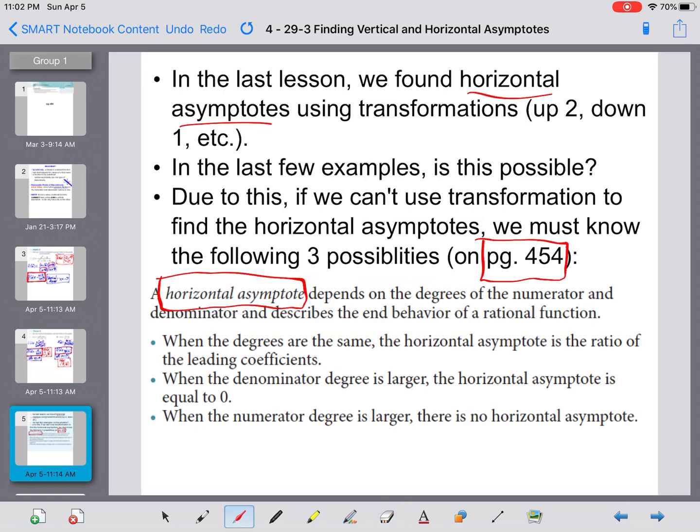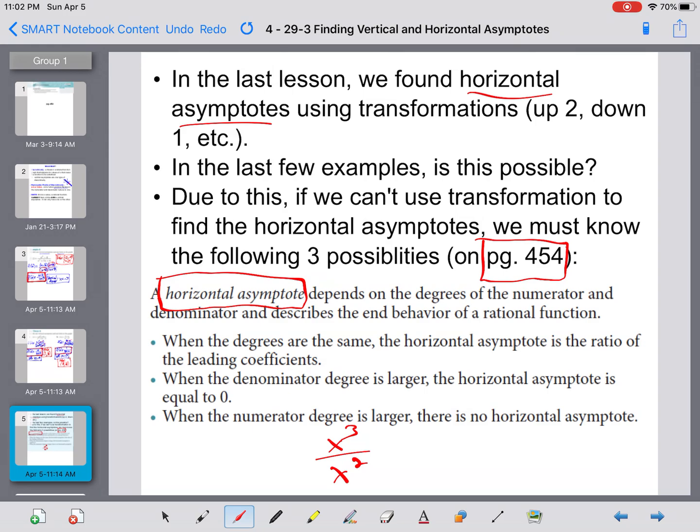All right. Option 2, when the denominator degree is larger than the numerator degree, the horizontal asymptote is just 0. That's a nice situation. That's really easy. When the bottom degree is higher than the top degree, then it's automatically y equals 0. That's it. Now, there is a third case when the numerator degree is larger. So when you see something like x cubed over x squared, there is no horizontal asymptote.